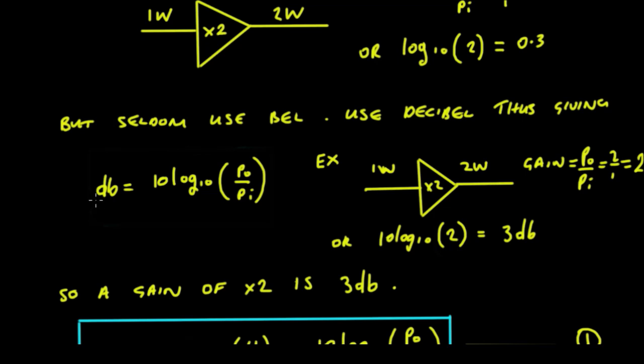So the decibel then is going to be 10 log to the base 10 of P out upon P in. So in that previous example, it means that the decibel is going to be written as the power out upon power in, and it's going to be 2, so it's going to be 10 log to the base 10 of 2, which equals 3 dB. So a gain of 2 in terms of a power is equal to a 3 dB gain.